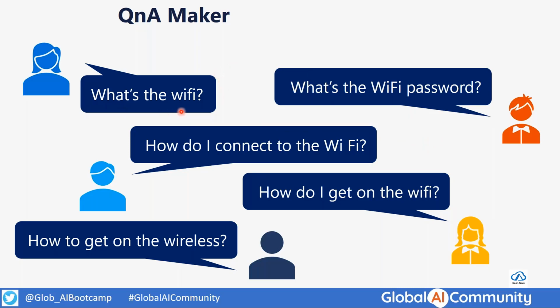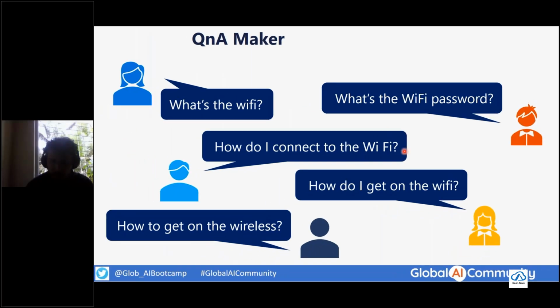Here we say, what's the Wi-Fi? What's the Wi-Fi password? How do I connect with Wi-Fi? How do I get on the Wi-Fi? How to get on the wireless? So everybody is asking about the Wi-Fi password. So for the Wi-Fi details, we can set all the multiple questions and tag them to one particular answer. That is a capability QnA Maker has, and it's quite powerful.